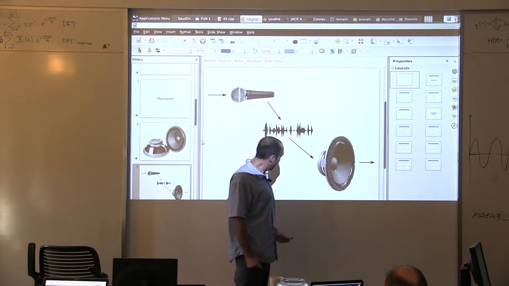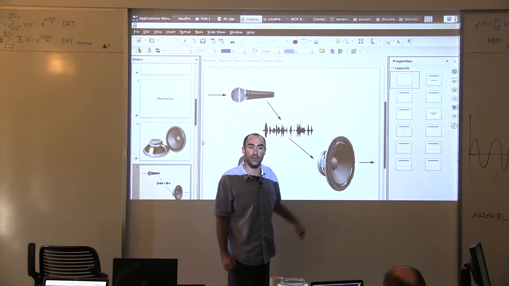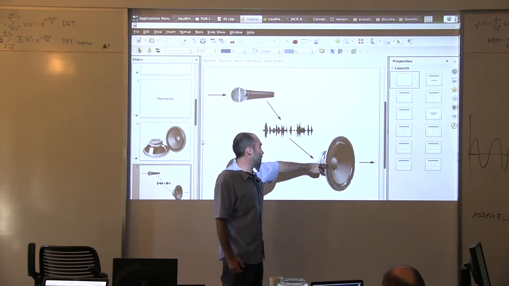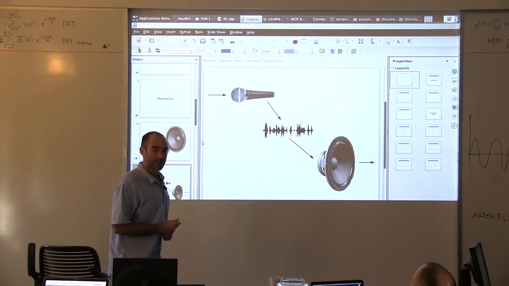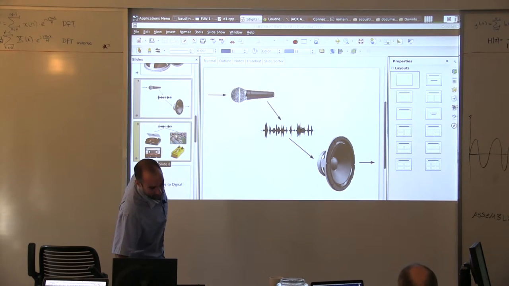If I just yell in front of the speaker, and I'm really going to have to yell very, very loud in front of the speaker, then it will actually record, or turn the sound of my voice into an electric signal. So those two things are close to each other. They're very well connected.